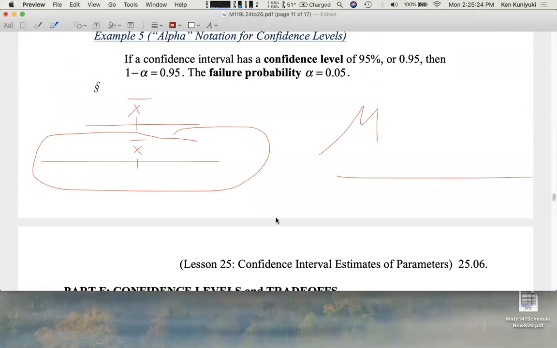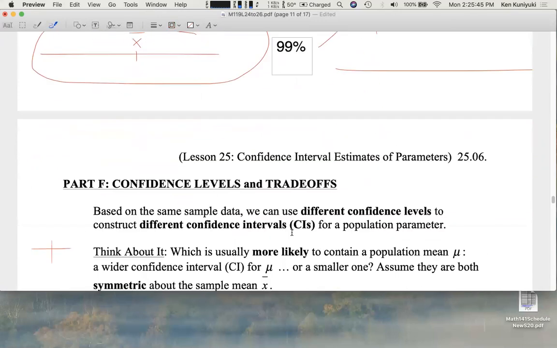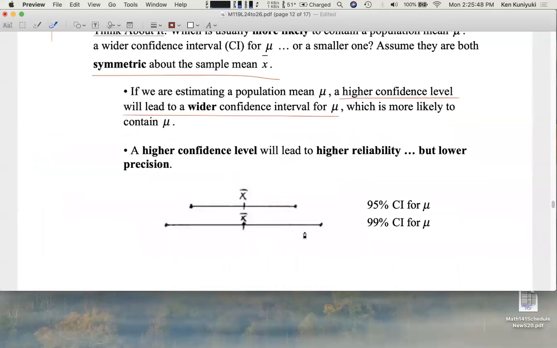So for example, up here, if I told you that one of these was a 95% confidence interval for mu, and the other was a 99% confidence interval for mu based on the same sample data, well, the top one would have to be the 95% one, the thinner one, and the wider one would have the larger confidence level, 99% or 0.99. So again, the 99% confidence interval here is more likely to contain mu than this thinner 95% confidence interval, and they're both centered at the sample mean.